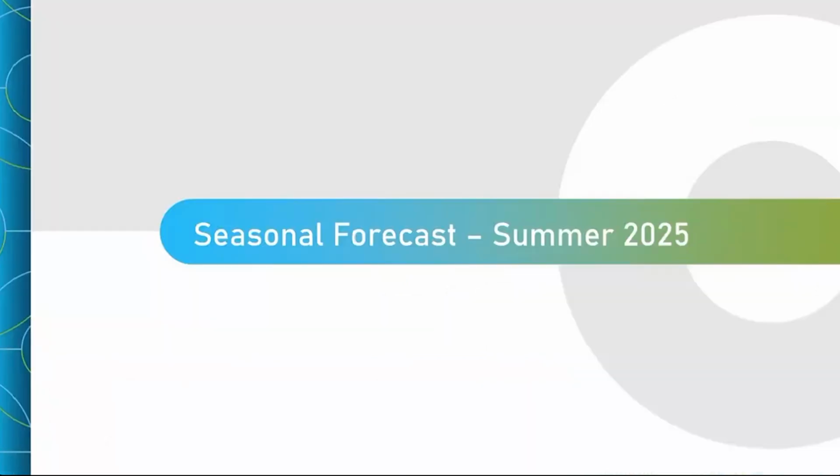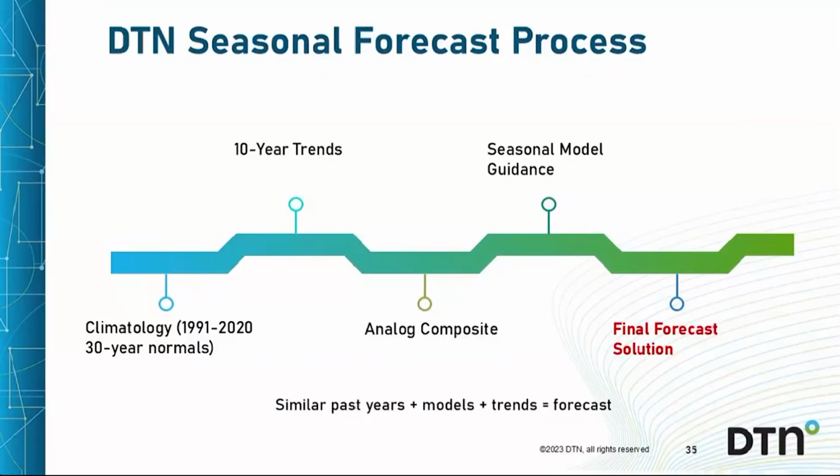I'll look further ahead through the summer, so start to take a look at the seasonal prospects. The first thing, what goes into the forecast? Well, it's compiled by taking the long-term climatology, narrowing that down to trends over the past decade, then relating that to the statistical analogs from the teleconnections and some of the seasonal computer models to create our final forecast solution.